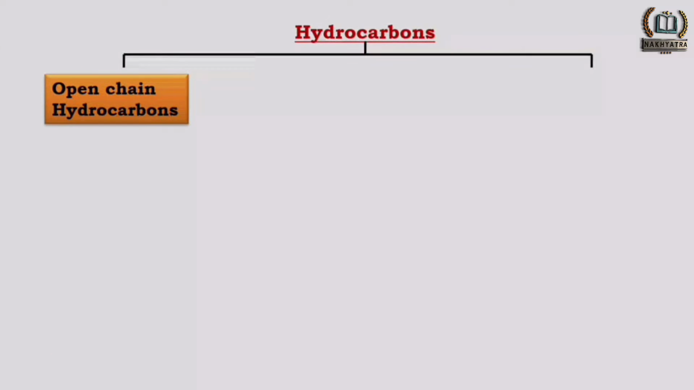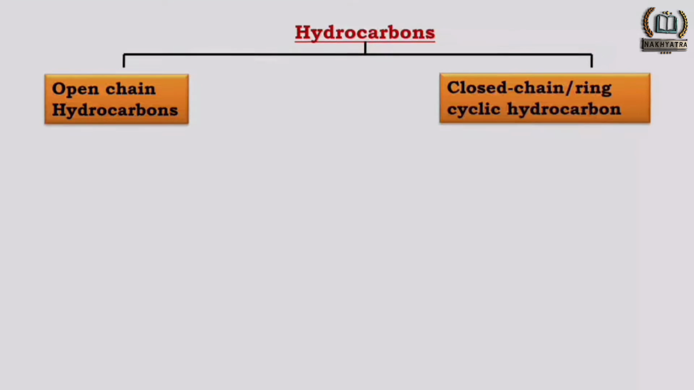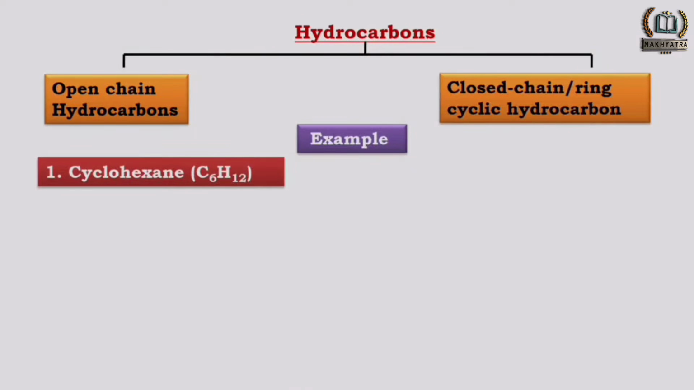So here hydrocarbons are separated into two types. One is open chain hydrocarbons and the other one is closed chain or ring, cyclic hydrocarbons. So we'll see the example of closed chain hydrocarbon. See the first example, cyclohexane. And cyclohexane has the chemical formula C6H12.